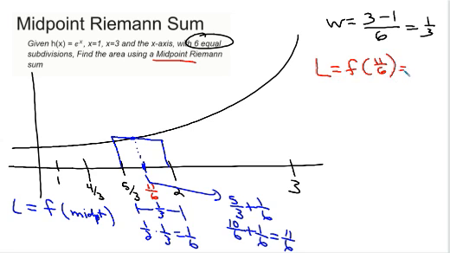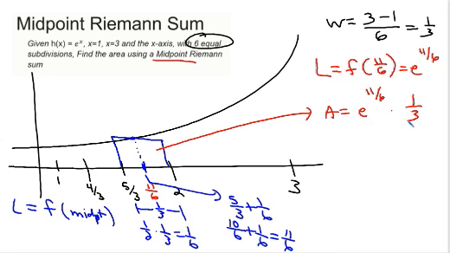So that would be e to the 11/6 power. And this rectangle right here would have an area of e to the 11/6 times 1/3. And then you would have to go through each individual rectangle and do that for all 6.